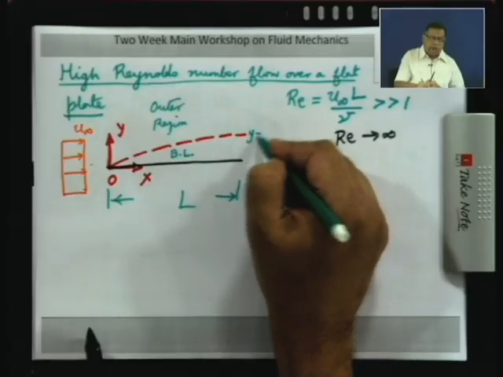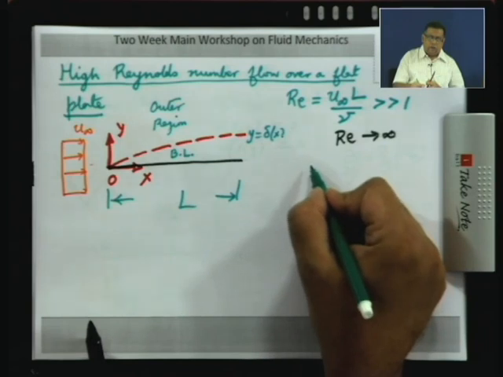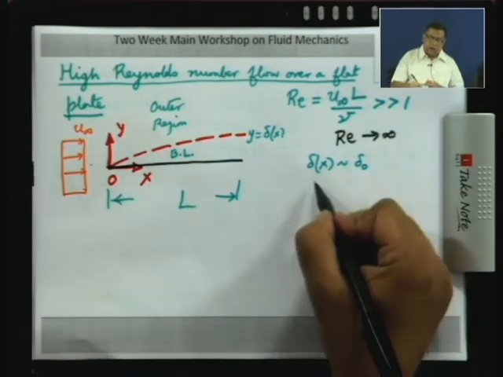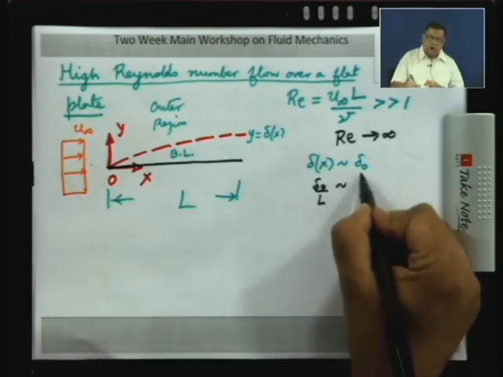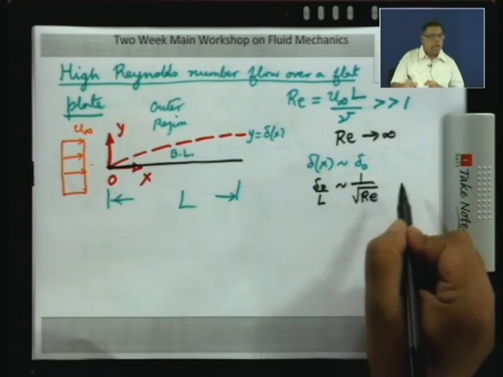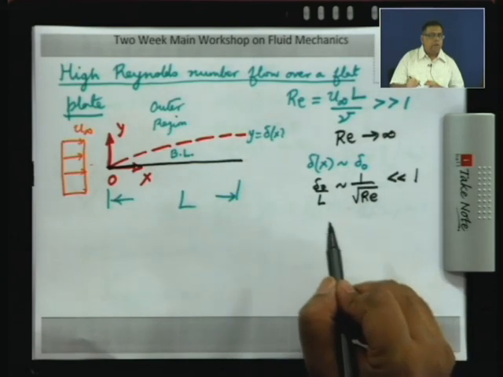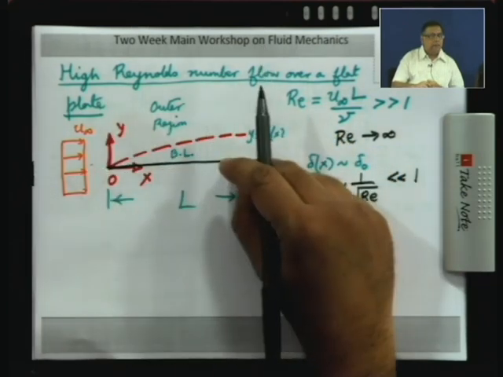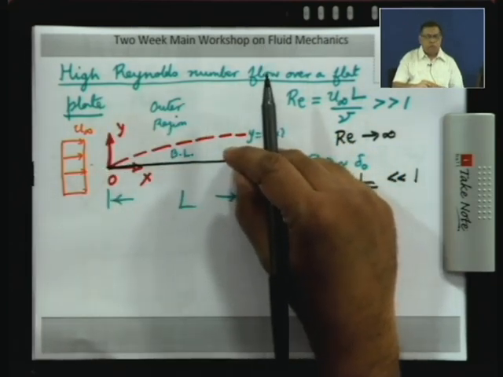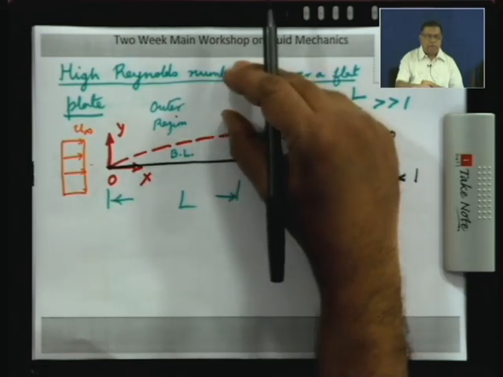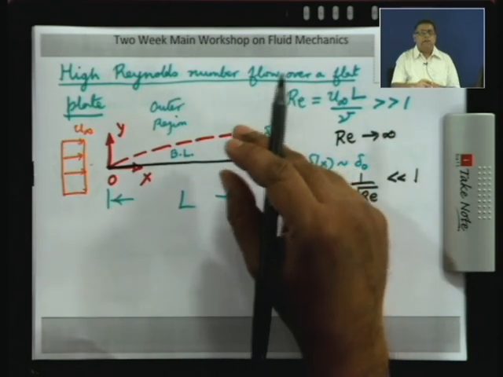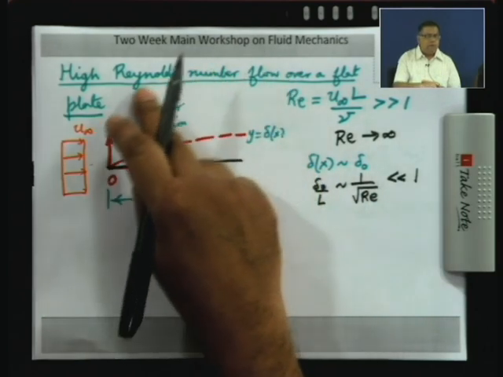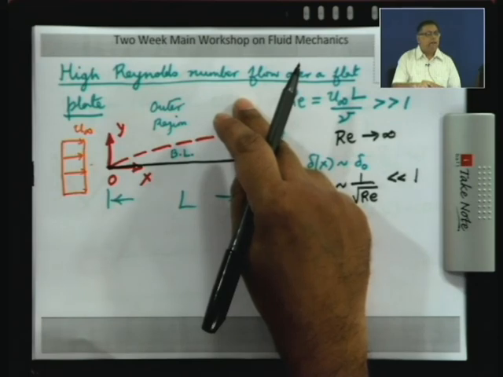Now, if I say this is y equal to delta x, we showed yesterday that if the order of delta x is delta naught, then delta naught by L is of the order 1 by root of Re, and this is going to be much less than 1 when Re is much greater than 1. So, this thickness is much less than the length of the plate. The viscous effects, we argued, will be important only in this layer and will not be important in this layer. We will show that by an order of magnitude analysis today, and we will prove that the fluid flow in this region can be described by a potential flow analysis.